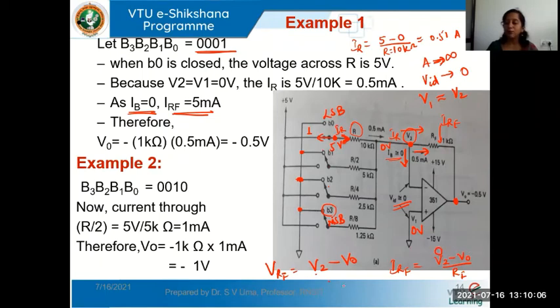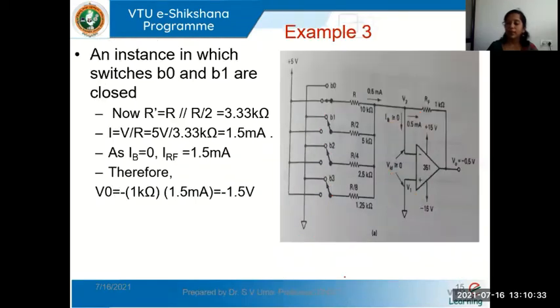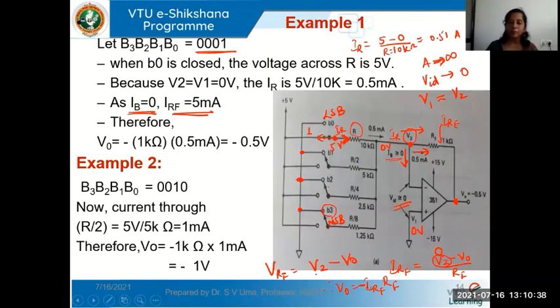I can easily find V0. What would be the value of V0 in this circuit? It will be the current IRF into the value of resistance RF with a negative sign. Remember, I am finding minus V0 because V2 is 0. So minus V0 will be equal to I into RF, or in other words, V0 can be written as minus I into RF. Is that clear? So the output voltage can be written as minus IRF into RF.